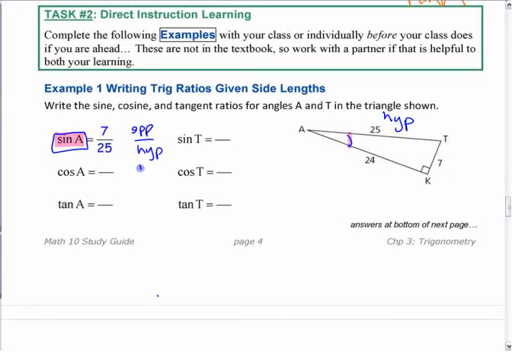So then you look at what the adjacent is and what the hypotenuse is. Right, so the adjacent to this is this one. This is the adjacent side. So this is going to be 24/25. All right?